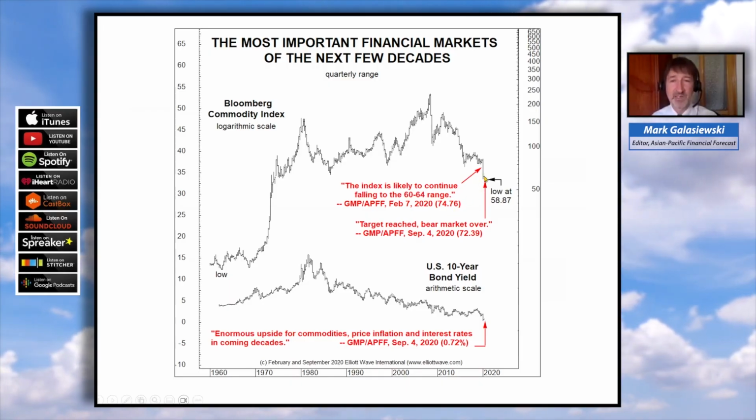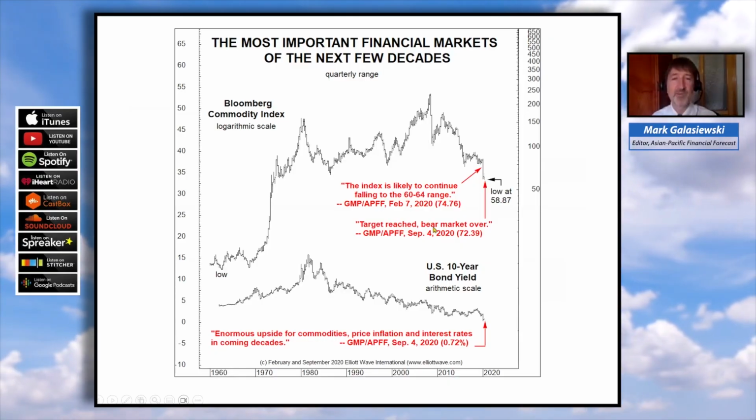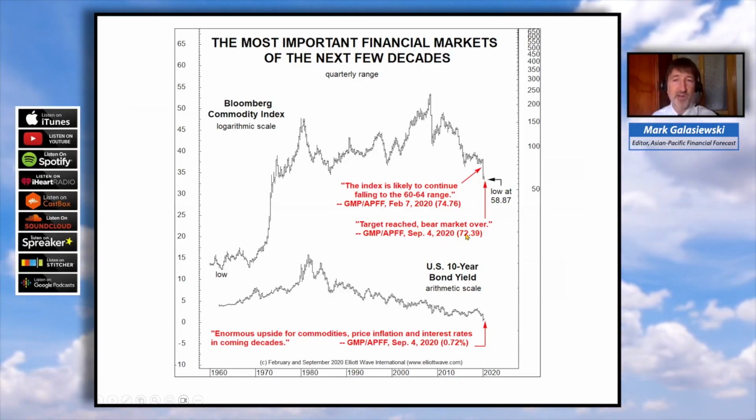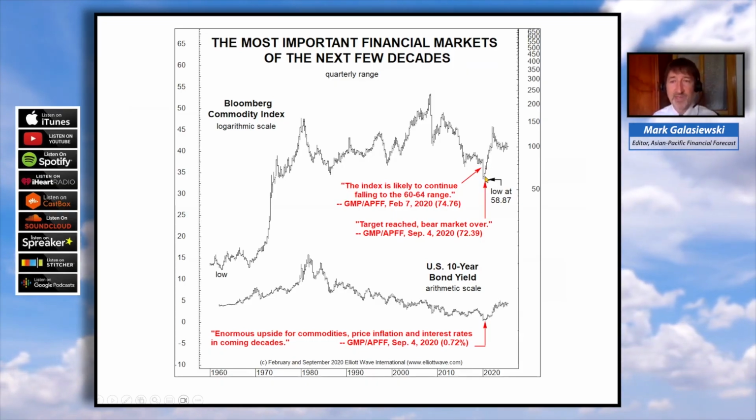And we continue falling right here. I waited a few months or several months, but by September, the target was reached. I said target reached, bear market over. And since then, you can see that we've had a great move up in commodities.